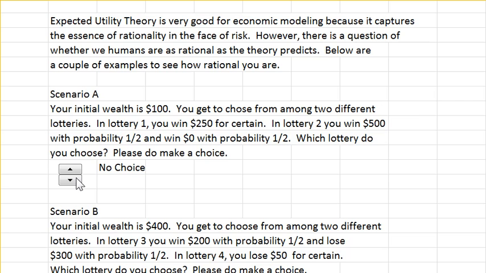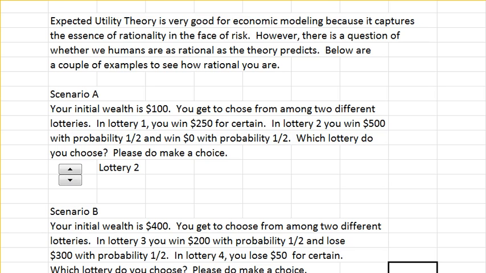watch the video yourself. So in scenario A, your initial wealth is 100. You have two different lotteries to choose from. Lottery 1, you win 250 for certain. Lottery 2, you win 500 with probability half and 0 with probability a half. Which lottery do you choose? I'm going to make a choice right now. I'm going to choose lottery 2.